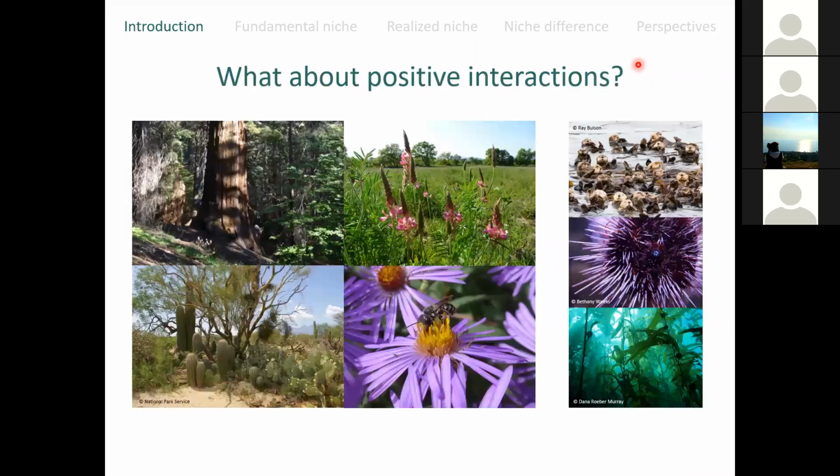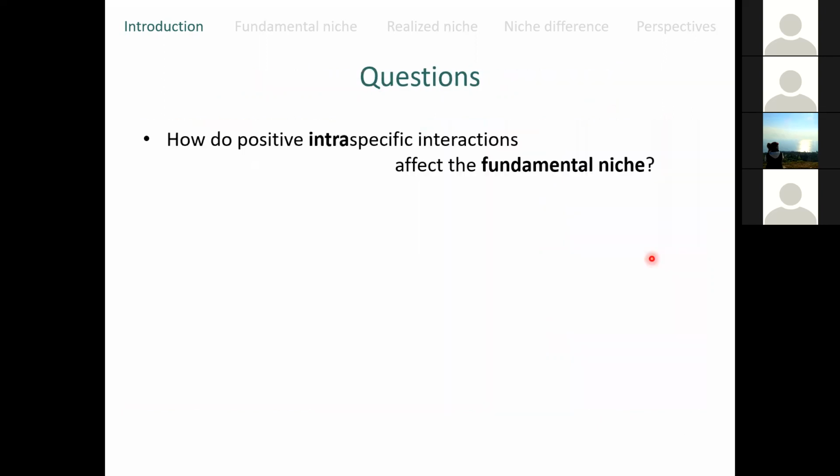Okay, so what happens now when we have positive interactions? We know nitrogen fixers in the soil, there are nurse plants, there are pollinator mutualist systems, or even trophic systems. You can think, for example, of sea otters as being mutualists with the kelp. By consuming urchins, they facilitate growth of kelp, and the kelp does the opposite by feeding urchins. So what happens in this general realm of indirectly mediated positive interactions?